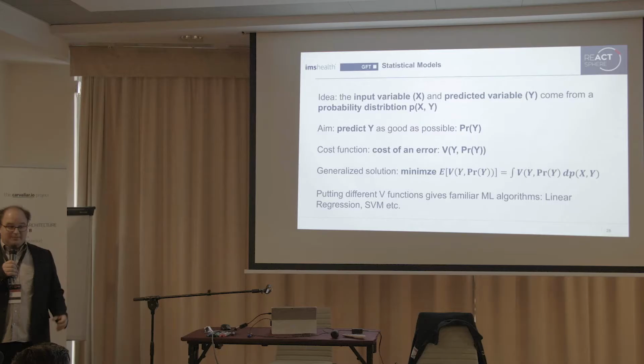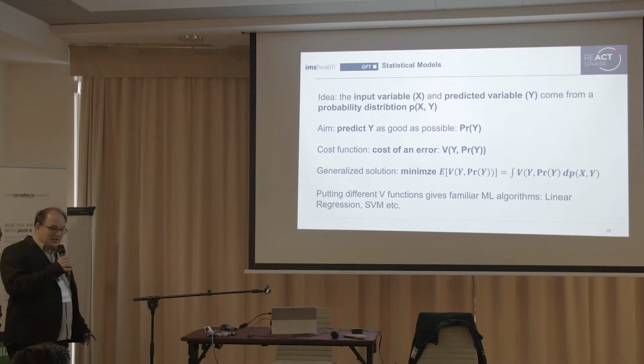And how can we do that? Well, we need to minimize the expected value of this function, which is basically minimizing this little integral equation shown here. And what we're doing for different models is we just put in different V functions. For instance, if you want to have the linear least squares method, you assume that the V function is just the square of the difference between the two. Or if you put in a different V function, you will get the support vector machines algorithm, and so on with most of the popular machine learning algorithms.